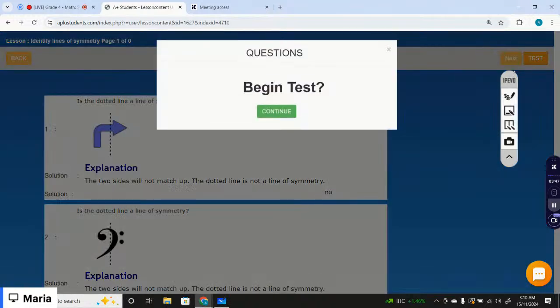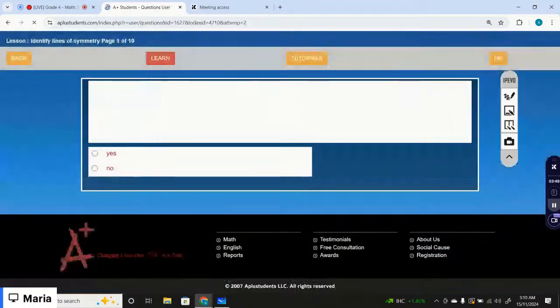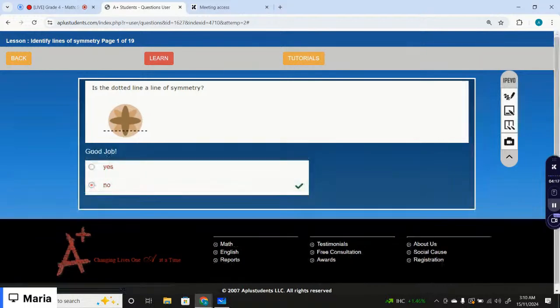Let's just start with the test questions. Is the dotted line a line of symmetry? Just fold the image along the dotted line to see if both sides match up. So the correct option is no. If you fold this image along the dotted line, the two sides will not match up.